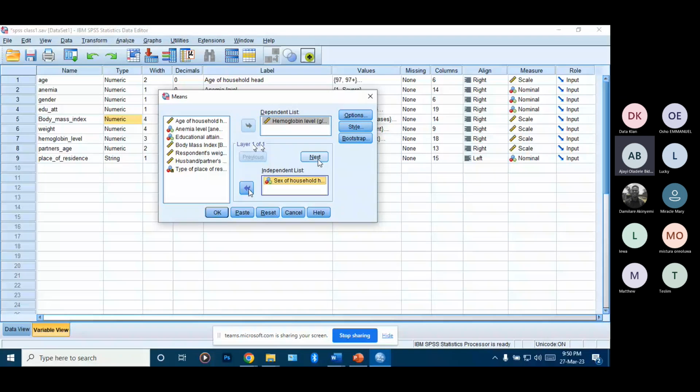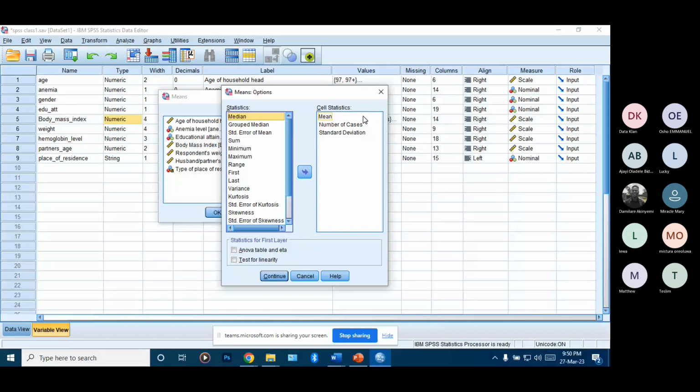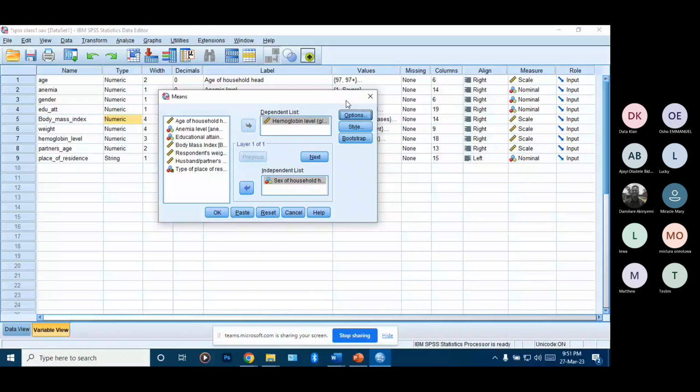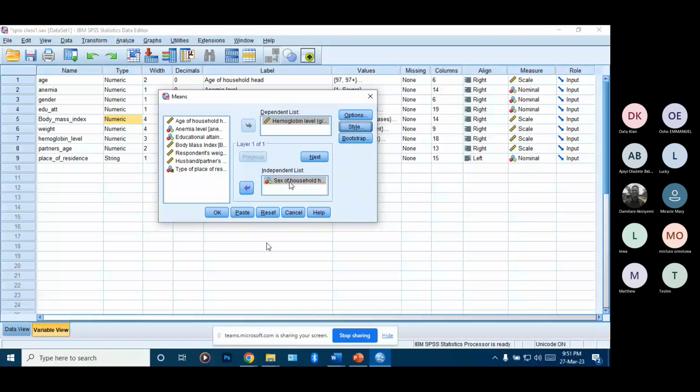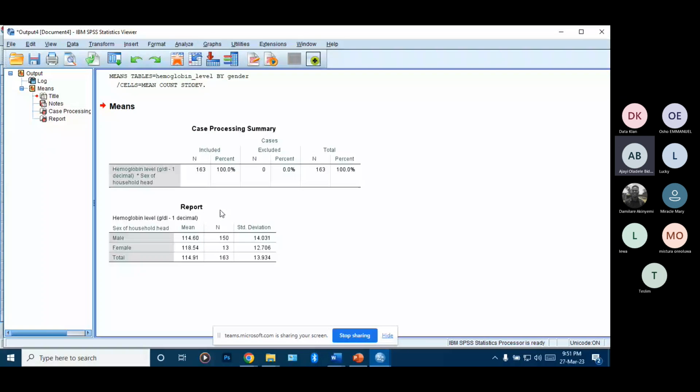Now clicking on options, options will give us different statistics that we may like to compute. By default, we have mean, number of cases, and standard deviation. I'm not going to touch anything. But if you need the maximum, the minimum, the range, or anything, you can just click it and throw it inside the box. Now the style, you don't need to do anything here. Bootstrap, nothing.